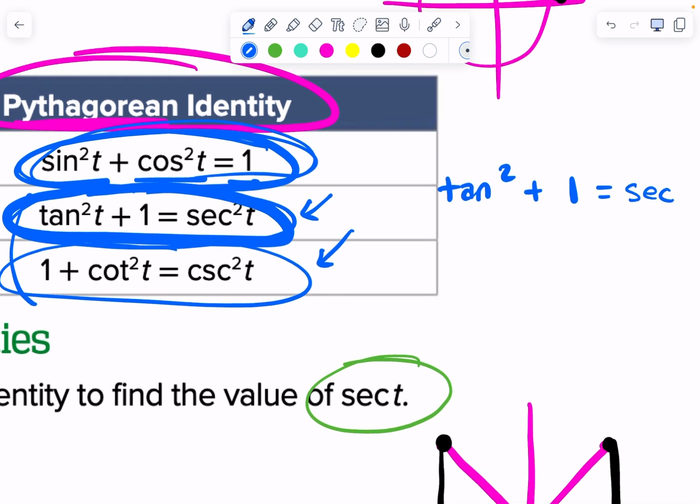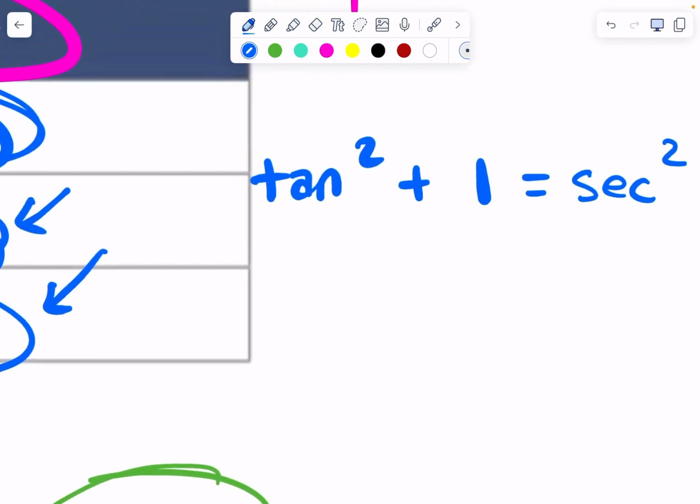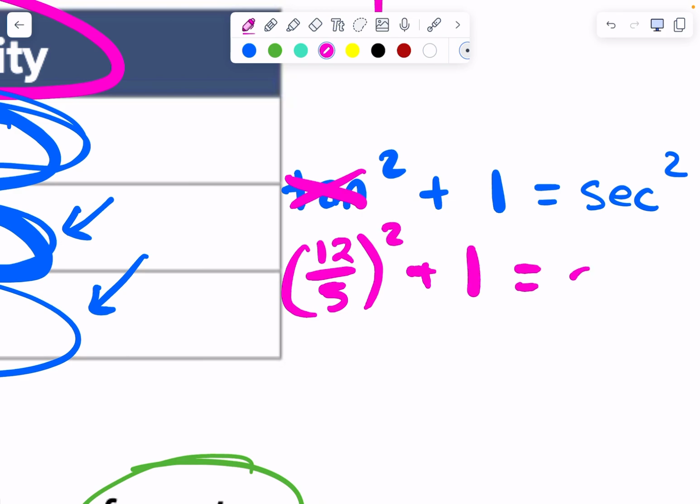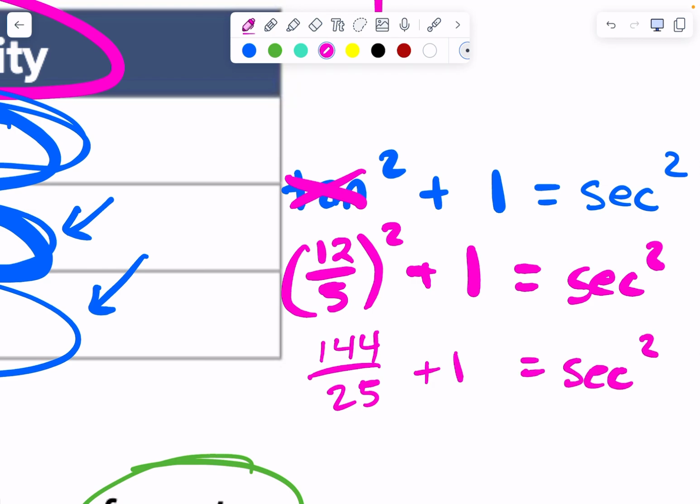Can we do that on here? Tangent squared. What was the value of tangent? Did they tell you? 12 over 5? 12 over 5 squared plus 1 equals secant squared. 12 over 5 squared is 144 over 25, plus 1 equals secant squared.